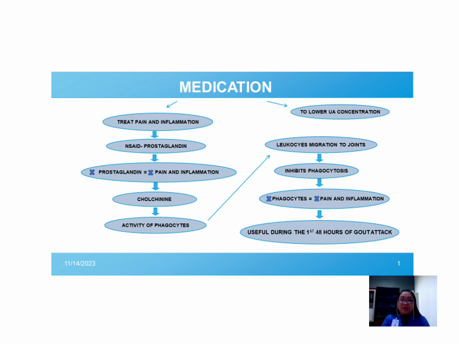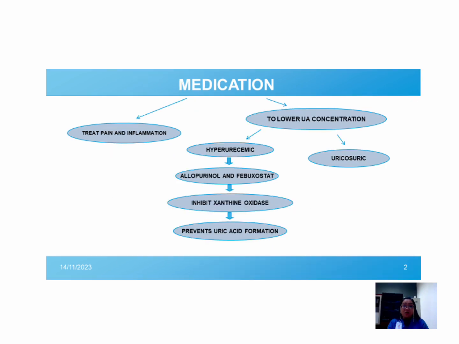With all of these pharmacodynamics that are made by colchicine once taken by our patient, there will be no phagocytes, and there will be no pain, and there will be no inflammation in that area. This is useful during the first 48 hours of a gouty attack. Now, let us go on to the next objective that we have.